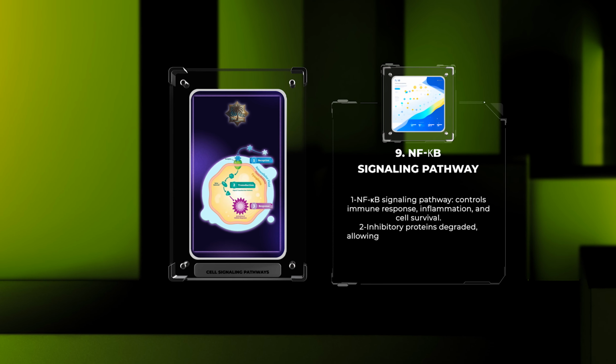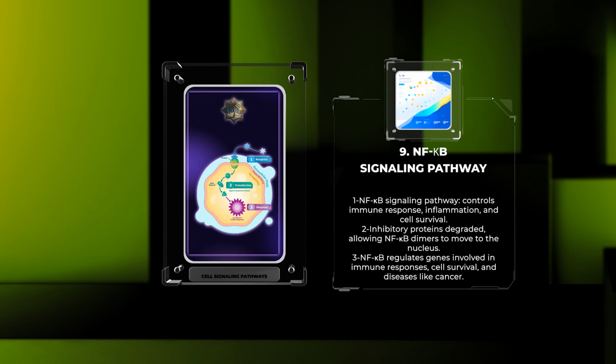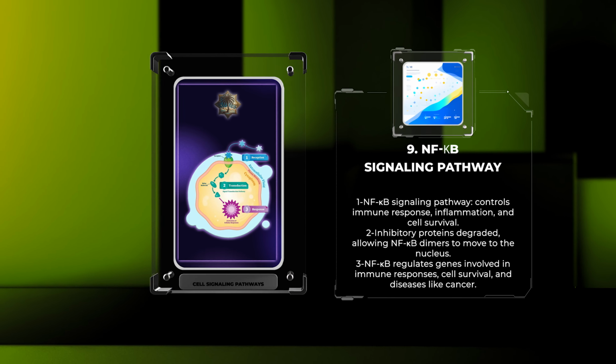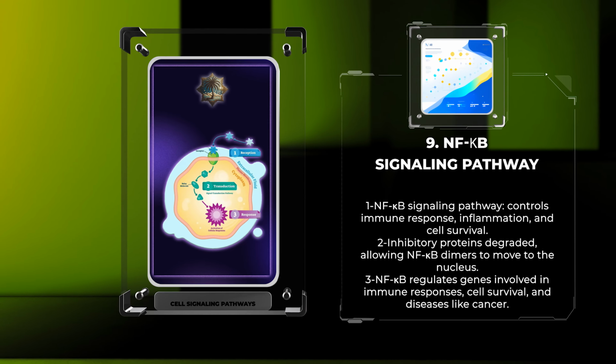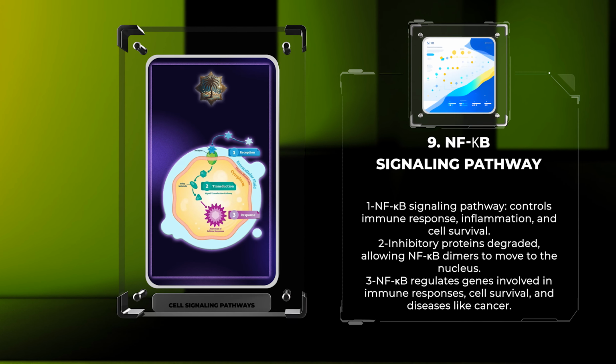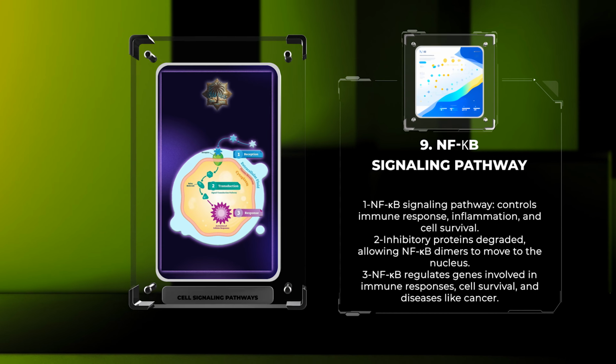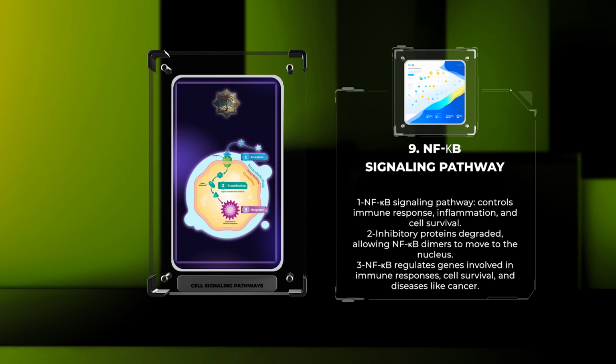The NF-kappa B signaling pathway controls immune response, inflammation, and cell survival. Activation occurs when inhibitory proteins are degraded, allowing NF-kappa B dimers to move to the nucleus. There, NF-kappa B regulates genes involved in immune responses and cell survival, and is associated with diseases like cancer.